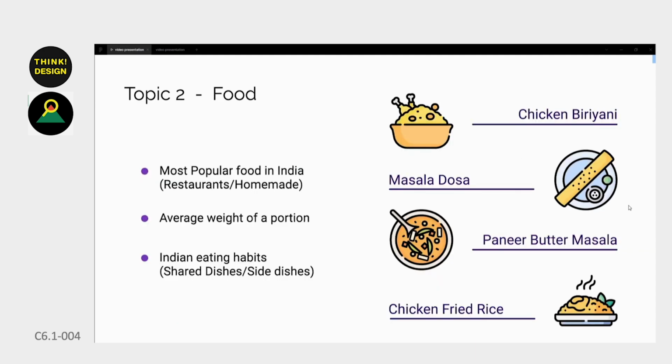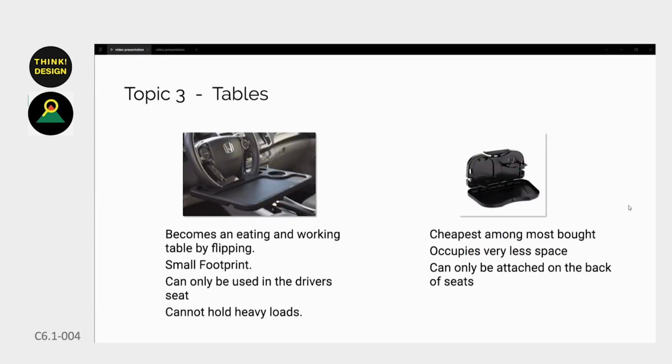So we also researched the food being sold and bought in India to help us understand how our product should be. So we researched the most popular food sold in India and what the average weight of a single portion would be. We also researched Indian eating habits, how they like to share dishes within the same family, and how a lot of dishes have separate side dishes which need to be eaten, which also need to be included along with the food. We found 4 desks which were the most bought in India. These were Cute Queen, Oshoto, Elephant Desk, and Greatmaster.